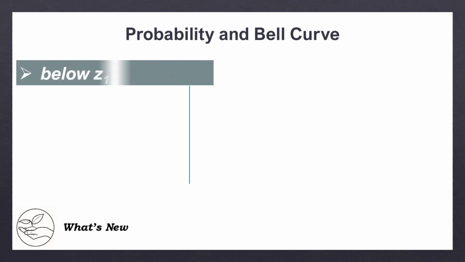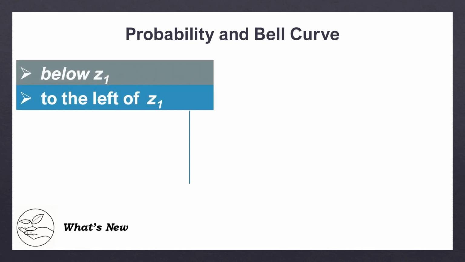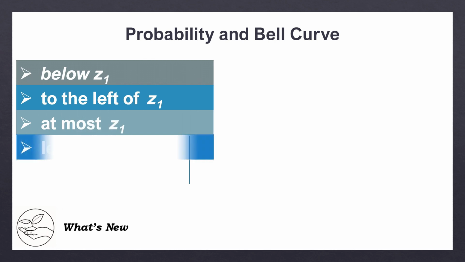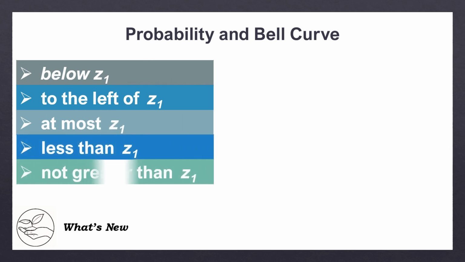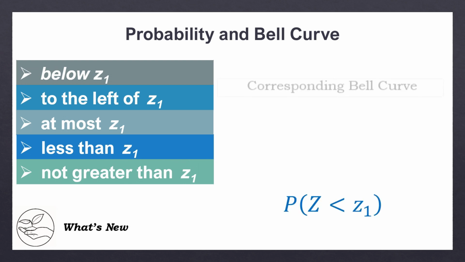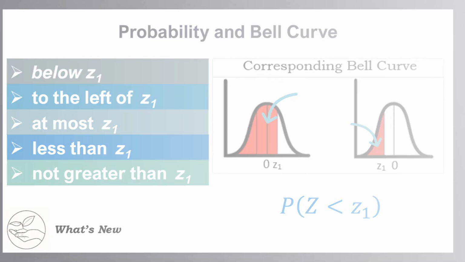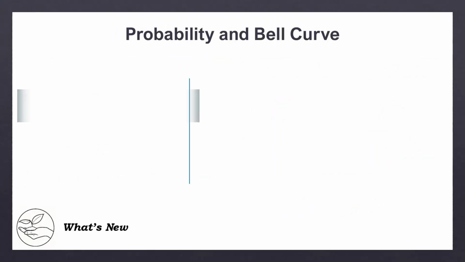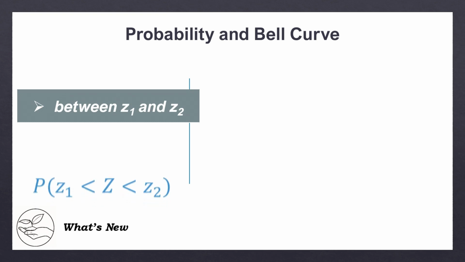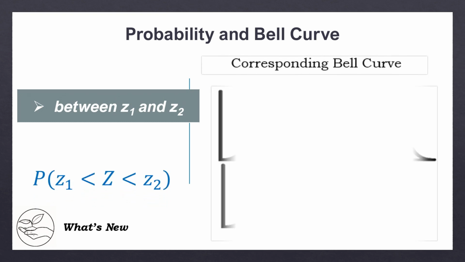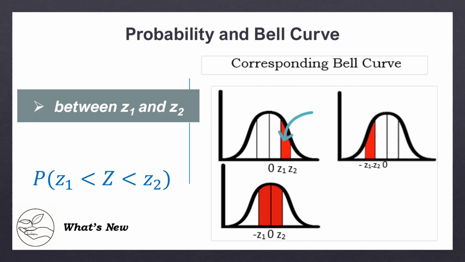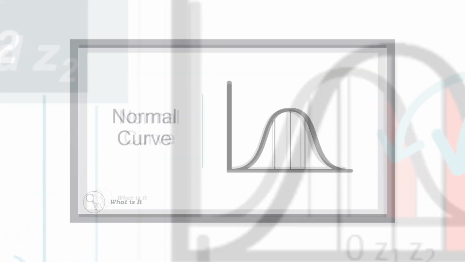The keywords below z1, to the left of z1, at most z1, less than z1, not greater than z1, have the corresponding mathematical notation, and bell curves where the shaded portion is everything under the curve that is to the left of z1. The keyword between z1 and z2 has the corresponding mathematical expression and bell curves. Ang shaded portion under the curve ay ang area na nasa gitna ng dalawang z-scores na nabanggit.